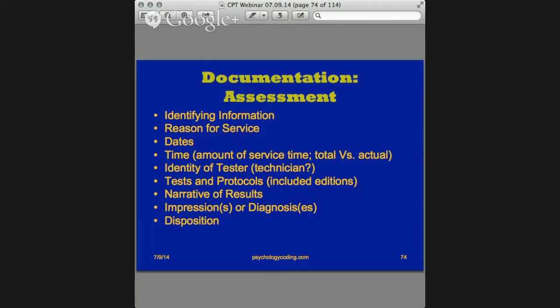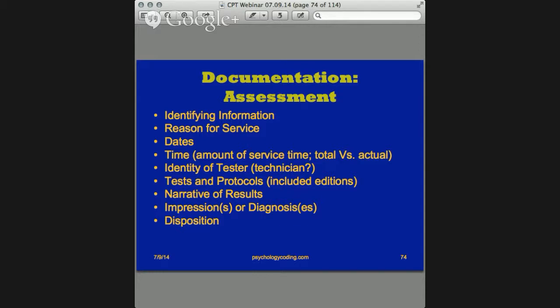And in terms of assessment, please provide identifying information. The reason for service, this is thinly described as medical necessity. Why are you doing this? Because Dr. Smith requested assessment of a child with ADHD, or because there's dementia, what dates, the amount of service, the identity of a tester. Some people like to put the technicians down, others don't. The tests and protocols, including additions. Do not put down the ways. Put down the ways 3 or 4, or as the case may be. Do not just put down the tests. Put down the additions as well.